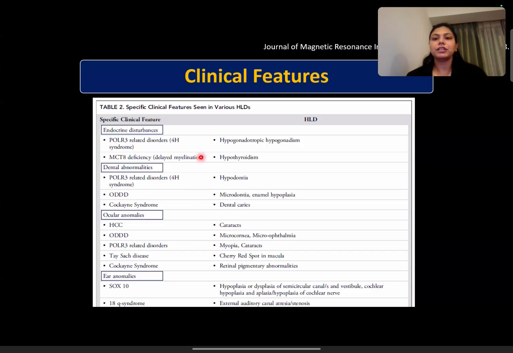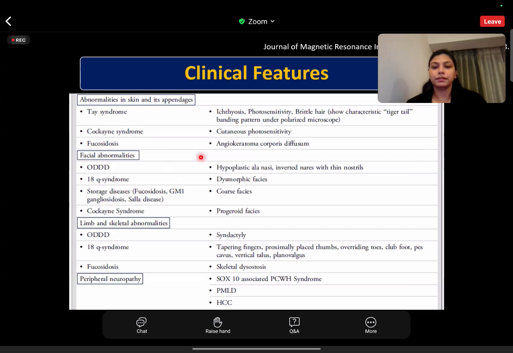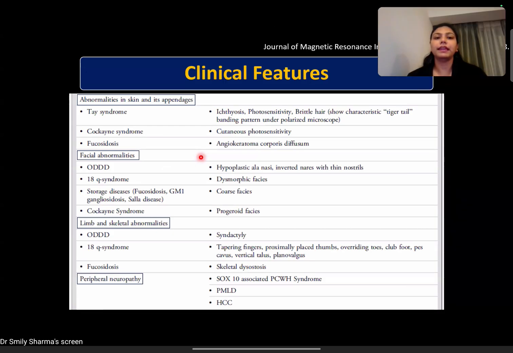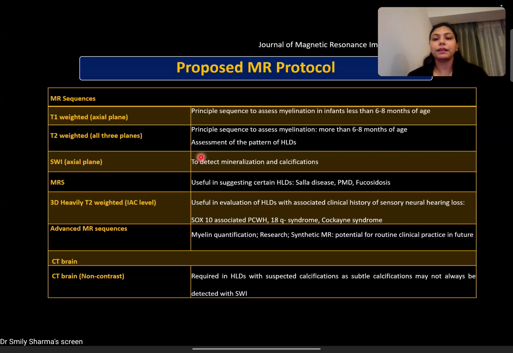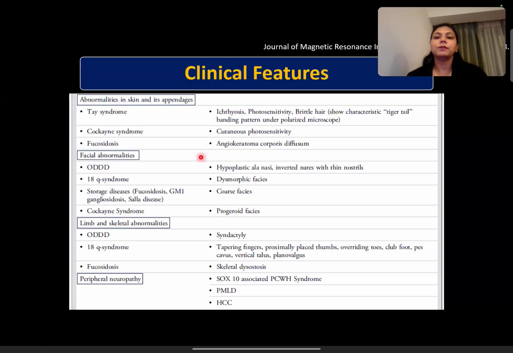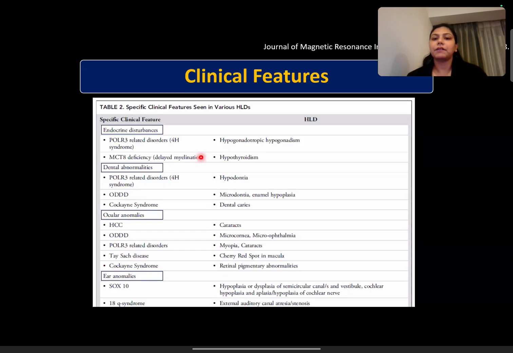So, whenever a patient of hypomyelinating leukodystrophy comes, whenever we are discussing the MR features, we should always be aware of the clinical features. For example, there will be certain specific clinical features which will be a great clue to the diagnosis. For example, if the patient is having hypodontia and hypogonadotropic hypogonadism, it can be associated with POLR3-related leukodystrophies. So there are certain specific clinical features which, in conjunction with the MR features, can help guide us towards the pattern of hypomyelinating leukodystrophy.